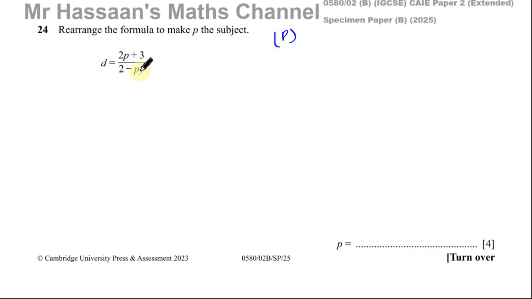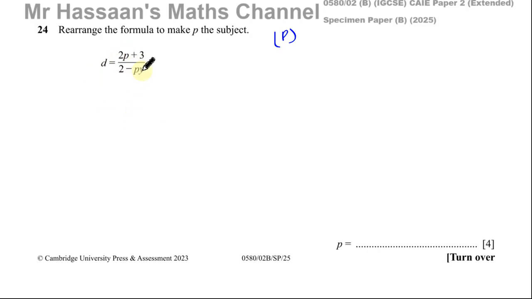Now this is a type of question where you have two terms with the P in it, so we have to deal with it in this particular way. So first step is, let's get rid of the fraction. That should always be your first step. Get rid of the fraction so that you can deal with everything properly.